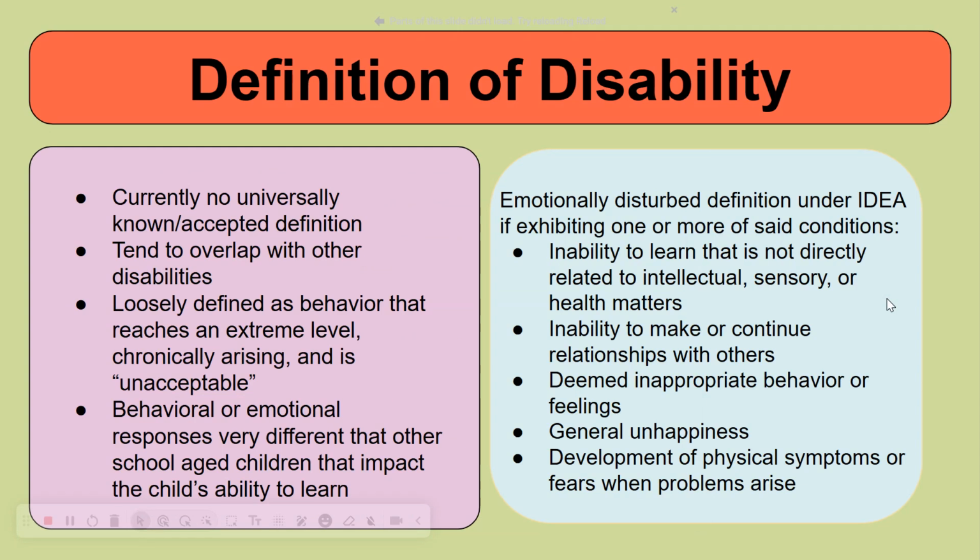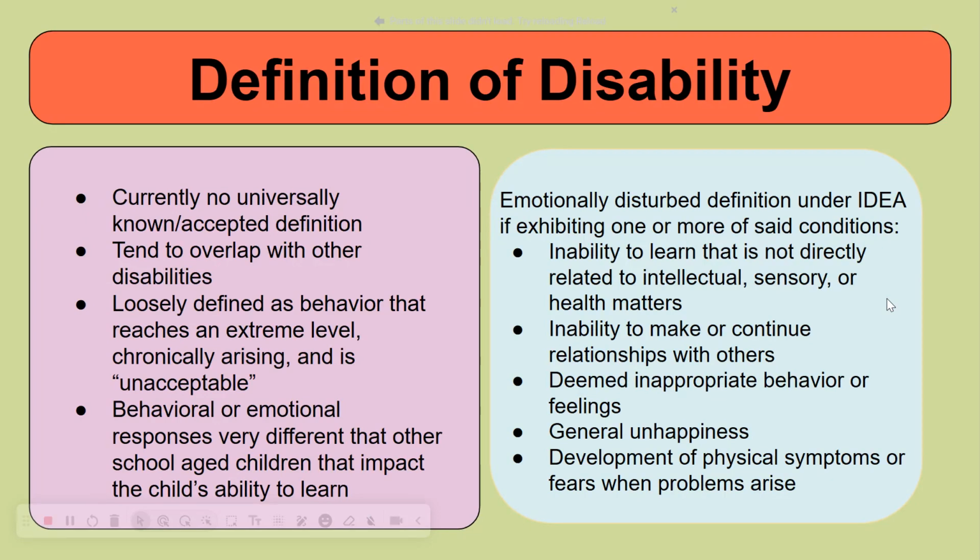Jumping into that, I want to focus specifically on the emotionally disturbed definition. This is if the student is exhibiting one or more of the said conditions, those conditions being the inability to learn that is not directly related to intellectual, sensory, or health matters, the inability to make or continue relationships with others, inappropriate behavior or feelings, general unhappiness, or development of physical symptoms or fears when problems arise. So this is the definition of emotionally disturbed. But if we're talking about emotional behavioral disorder, there is currently no universal or accepted definition for this disorder.